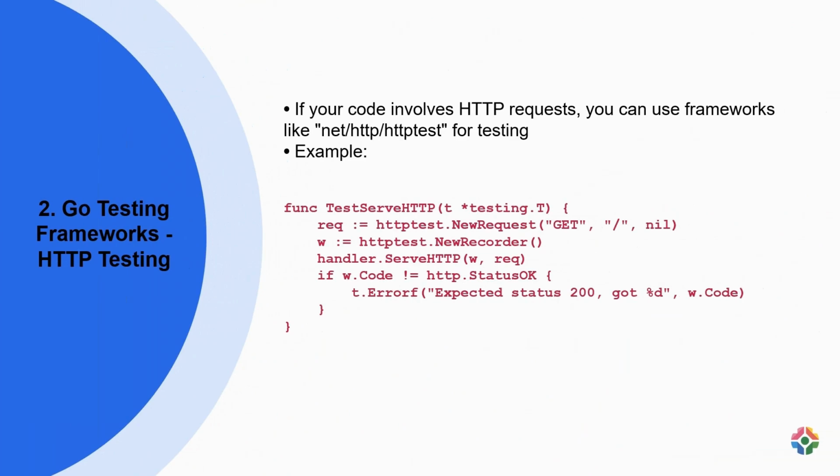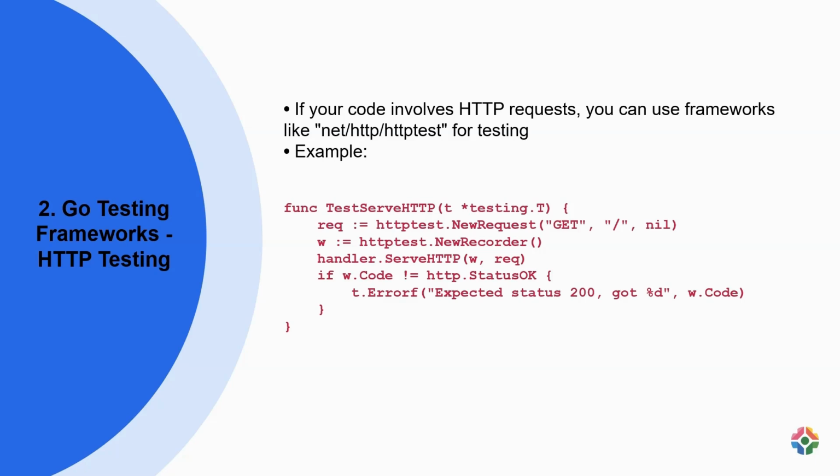When working with HTTP requests in your code, you can utilize testing frameworks such as net/http/httptest to streamline the testing process. By employing functions like NewRequest and NewRecorder from this package, you can simulate HTTP interactions for testing purposes. A practical example of this in action would be creating a test function like TestServeHTTP to verify the expected behavior of an HTTP server handler.